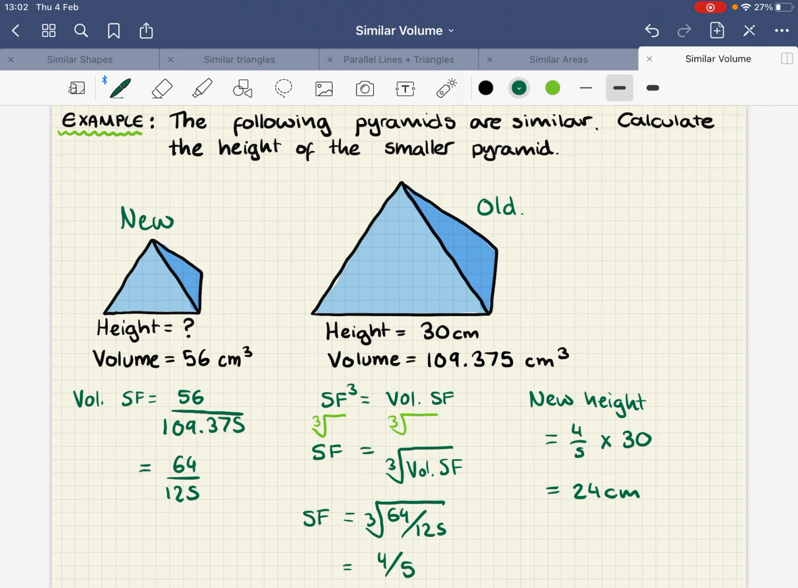So the idea, basically exact same as before. We've just got that one slight variation with getting to our volume scale factor. Let me know if you have any questions, and good luck with the work.